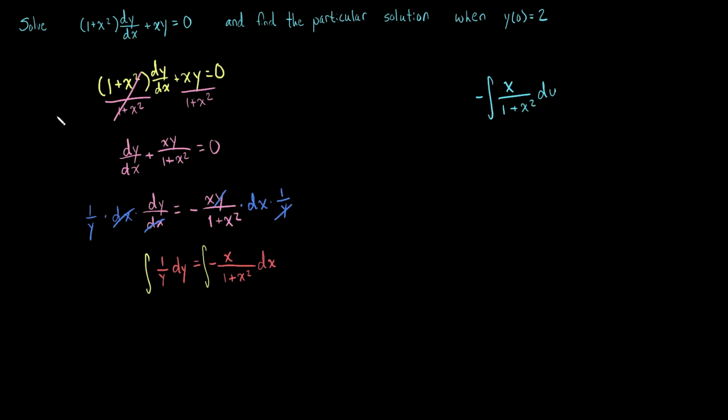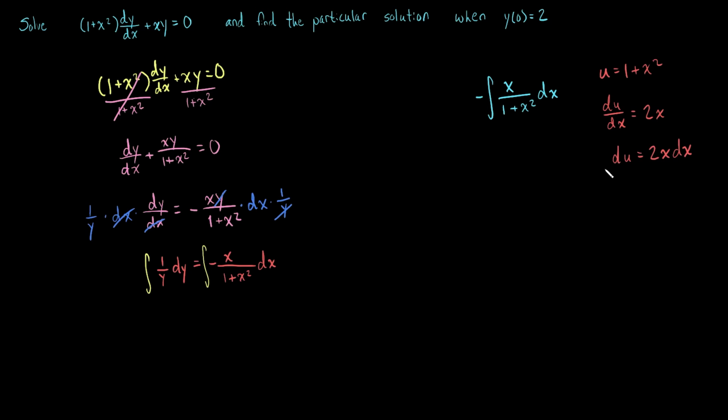If I set this bottom part to be equal to u, so we have u is equal to 1 plus x squared. We find our derivative of u with respect to x, and we end up with 2x. Multiply both sides by dx, and we get du is equal to 2x times dx.